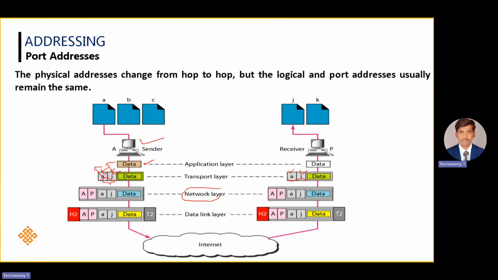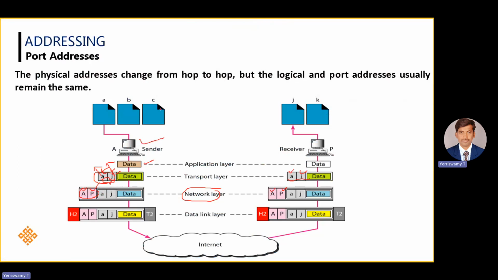When it comes to the network layer, I'm adding the IP address. Here you can see A and P. One is the source IP address, the other one is the destination IP address. Here also, it is not changing. Please keep one point in mind: the port addresses and the IP addresses will never change from source to destination during the data transmission.